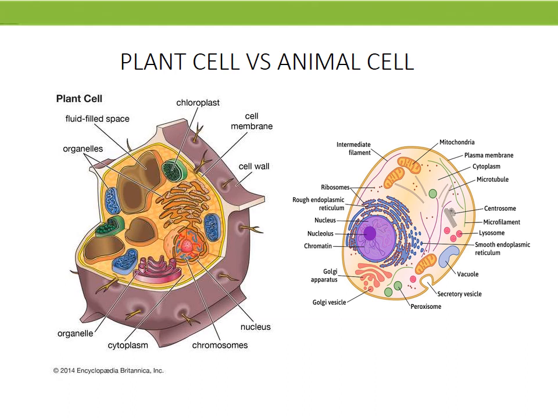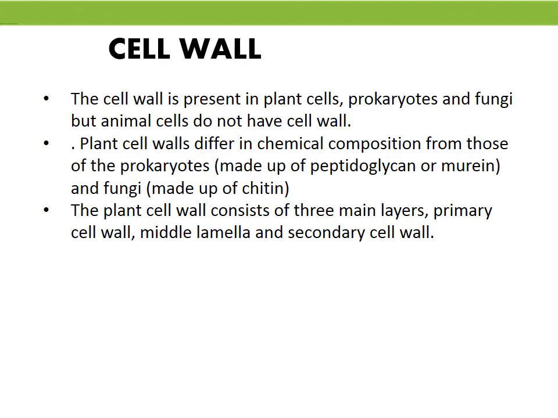The outermost layer in the plant cell is the cell wall, but cell wall is absent in the animal cell. The second layer present in the plant cell is the cell membrane, and the outermost layer in the animal cell is the cell membrane. Nucleus is present at the side of the plant cell but it is found in the center in the animal cell. Different plastids are present in the plant cell but they are absent in the animal cell.